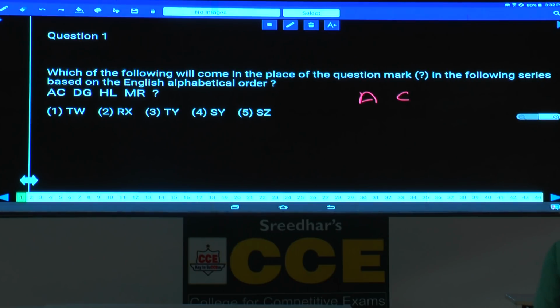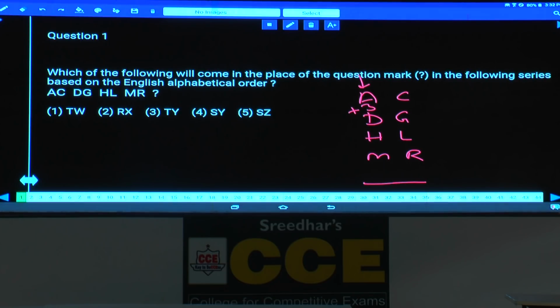AC, DG, HL, and MR. Then what should be the next one? Find the relation between the first letters. A and D, what is the difference here? Plus 3. B, C, and D are the 3 letters. The value of A is 1, D is 4. 1 plus 3 is 4.